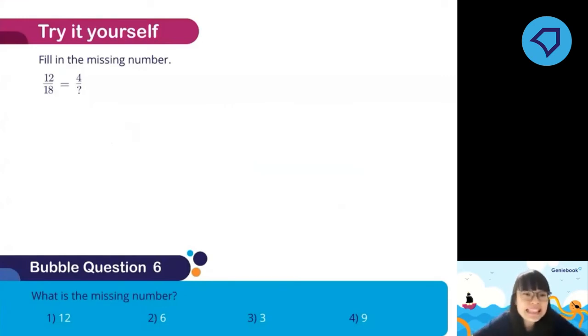12 over 18 is equal to 4 over what? So from 12 to 4, we need to divide by a certain number. Then you are going to divide this by the same number as well. Okay, so you give it a try now. Options starting in 3, 2, 1.